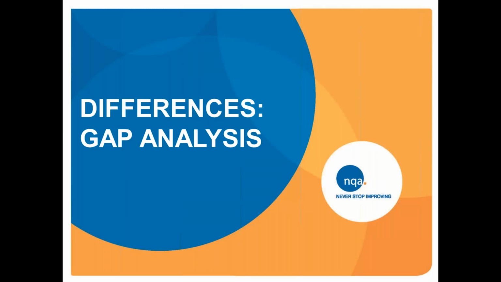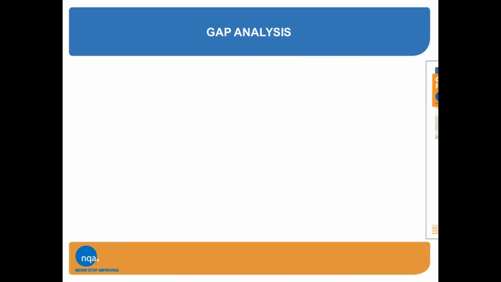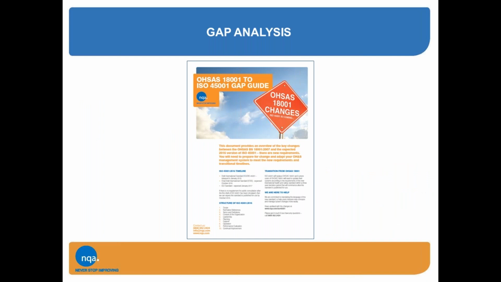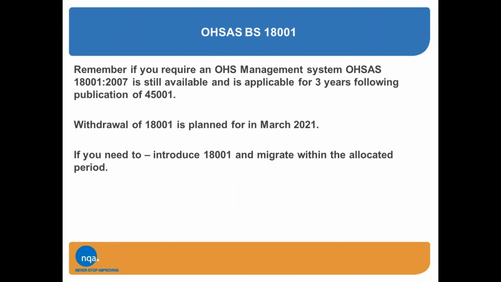So, how do you make the migration from 18,000 to 45,000? Well, you might want to undertake an external gap analysis. NQA have written various documents to help you through this process. For existing clients, there is a client gap guide that we've produced, which is available. You may want to do a less formal activity and undertake your own internal gap analysis.